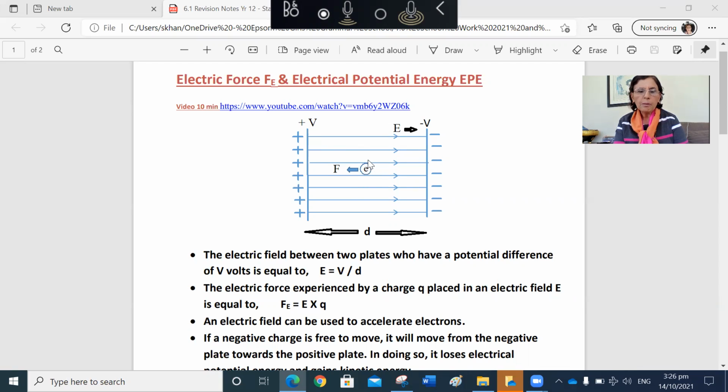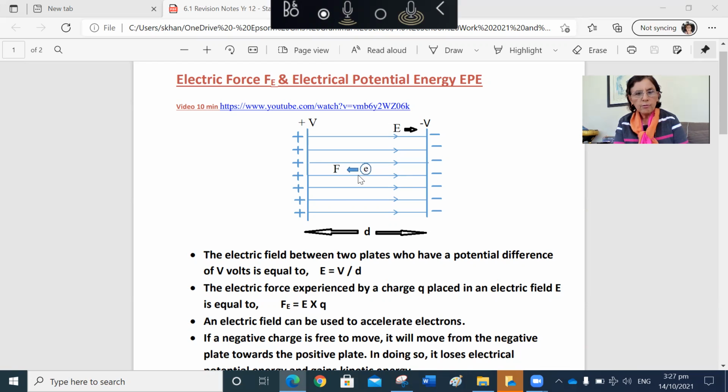Now, if we place, for example, an electron in the electric field, that electron will experience a force, and the force will be in the direction opposite to the electric field. However, if it was a positive charge, then it will experience a force in this direction, or if it is free to move, it will move in this direction.